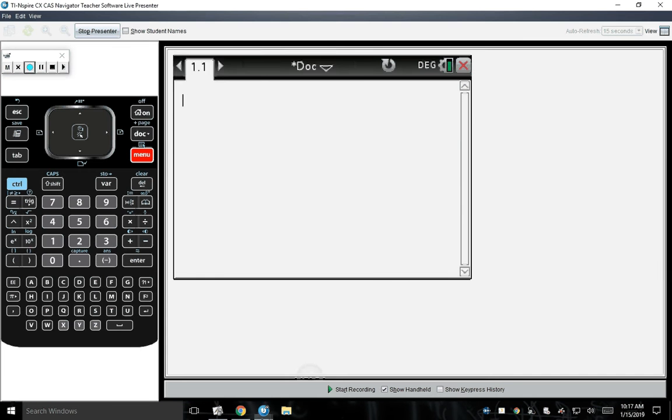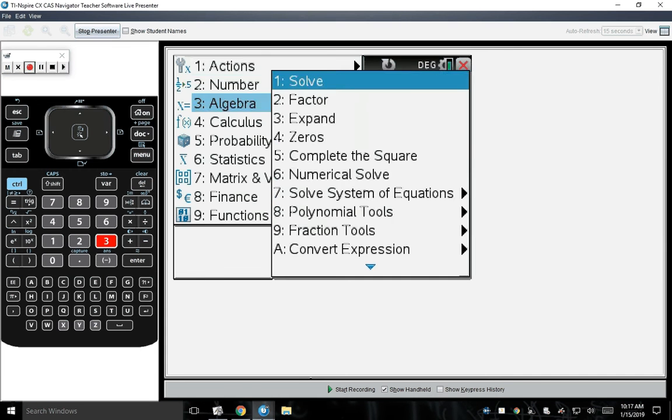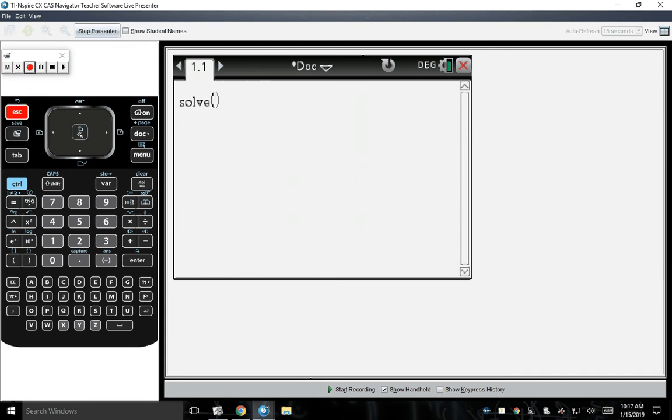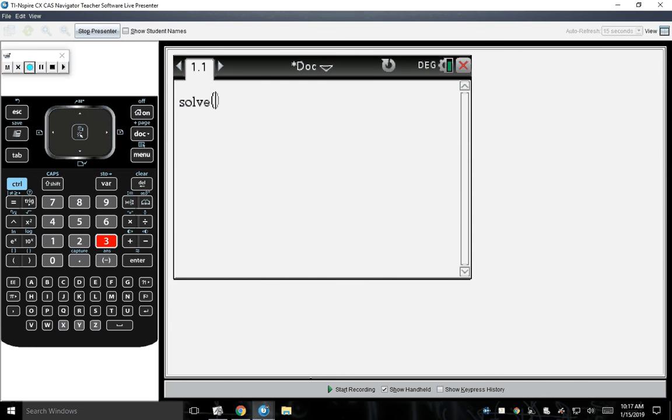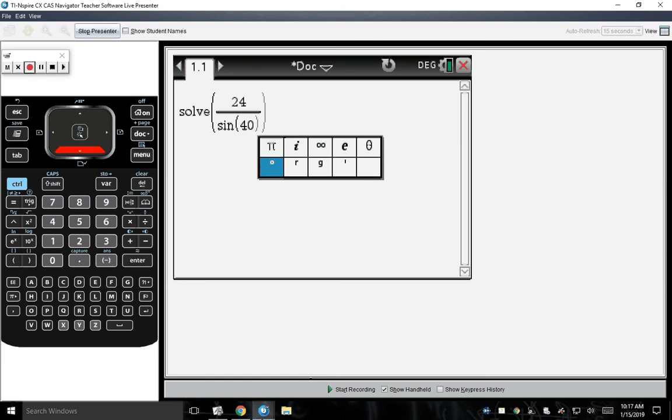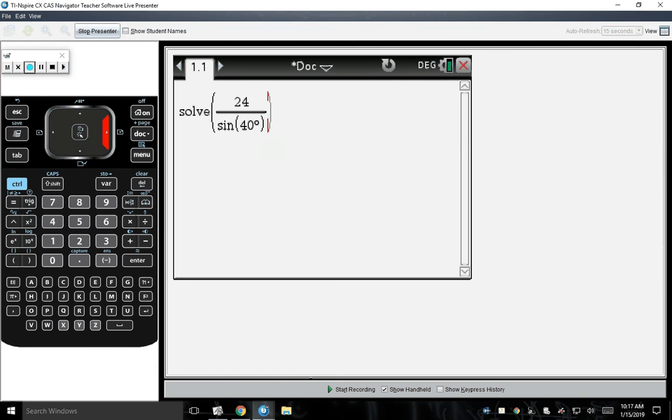So let's go through it with the calculator. Menu 3, 1. Let me do that again. So menu 3 for algebra, 1 for solve. And I'm going to do control divide, and I'm going to set this proportion up. Can someone help me with the proportion that we set up? We said 24 over the sine of what? 40 degrees. Now it's in degree mode right now, but I'm going to overkill it by putting this degree symbol in case you were in radian mode. I always tell my students to always do degrees no matter what, so you never miss it for that reason.